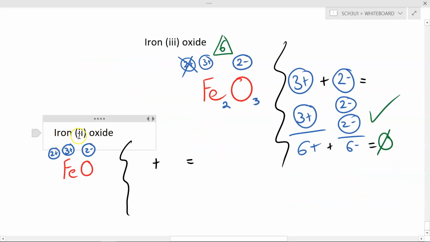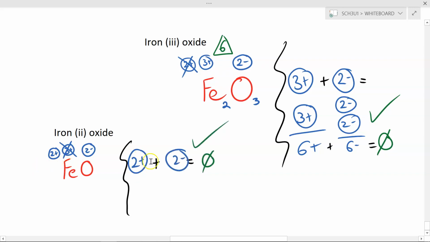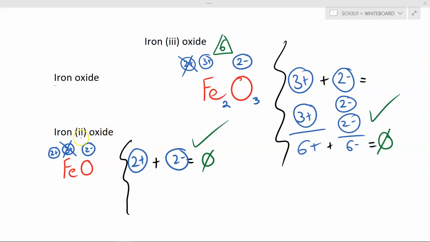Now if this had been an iron 2 oxide instead, then I know that it couldn't be a 3 plus charge. It must have a 2 plus charge. 2 plus and a 2 minus adds up to 0, so I don't have to worry about putting in subscripts here. But as you can see, it is very important that you include the Roman numerals to tell me which species of iron we're looking at.